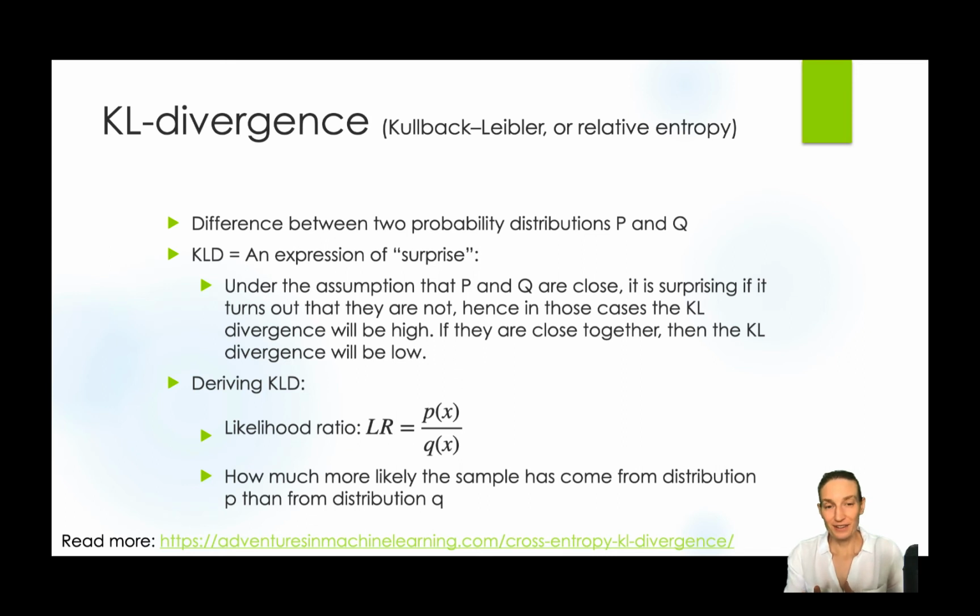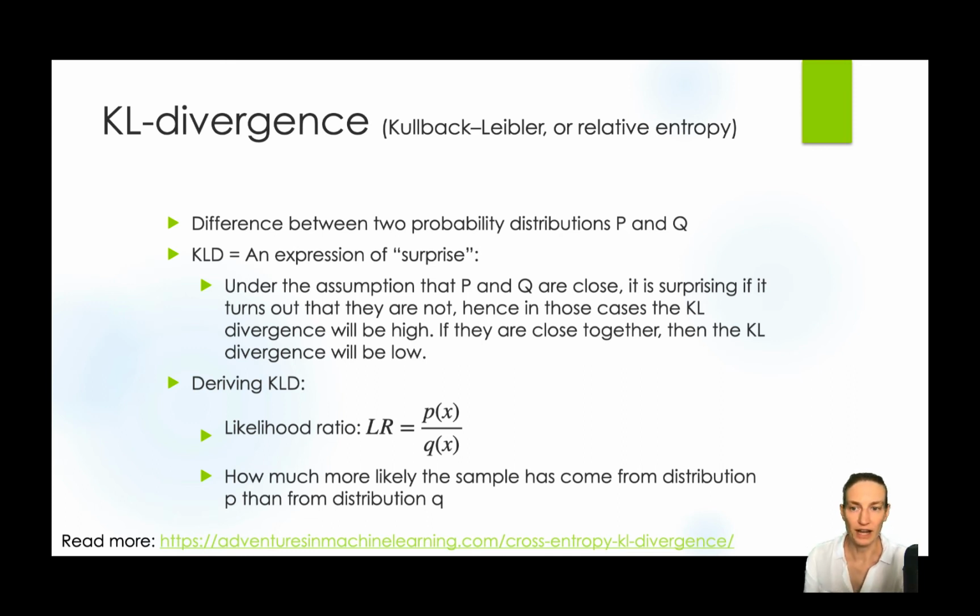So, taking these concepts, we can now define the difference between two probability distributions P and Q. We can calculate that under the name of KL, Kullback-Leibler divergence, or relative entropy. KL divergence measures an expression of surprise. So if the probability distributions are close, it would be surprising if it turns out that they're not. So then the KL divergence will be high, if not reversed.